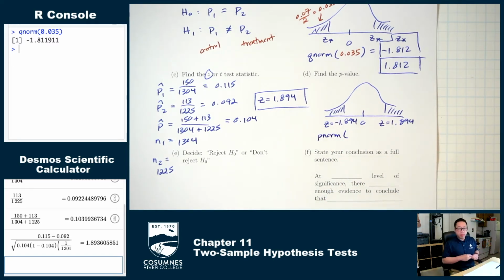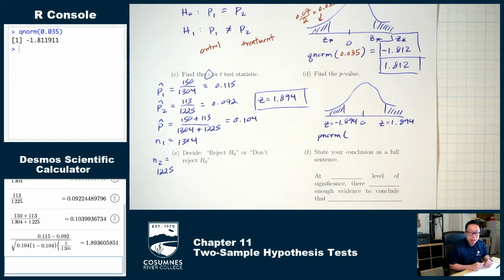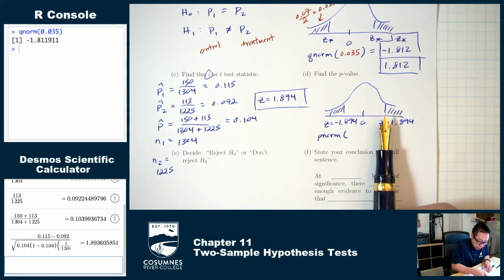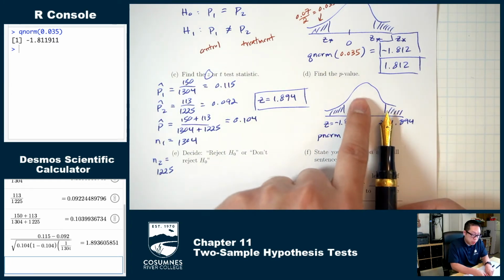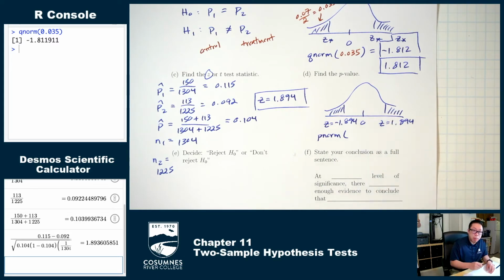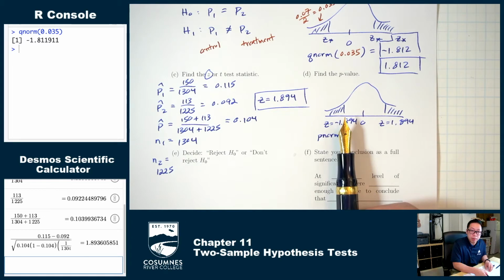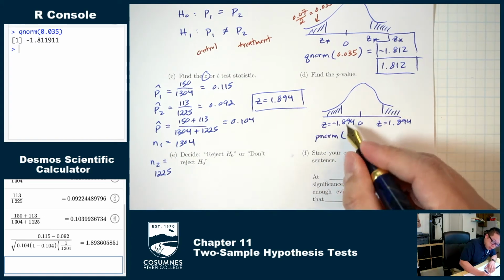What do you p-norm? Do you p-norm the positive 1.894 or do you p-norm the negative 1.894? So just like last time, p-norm always gives you the area to the left of whatever you plug into it. I'm not going to plug in the positive Z because the positive Z is going to give me the area to the left, which includes this unshaded part, which I don't want. So I'm going to plug in the negative because I do want what's left of the negative 1.894.